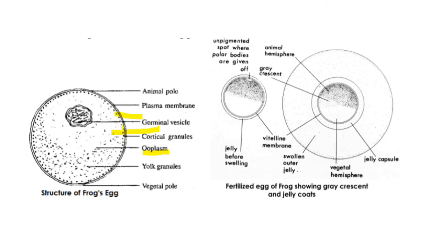This cortex is highly viscous, in the sense thick, okay. This cortex or ectoplasm is thicker in the animal region, and as it proceeds towards the vegetal region, this ectoplasm becomes thinner, okay.